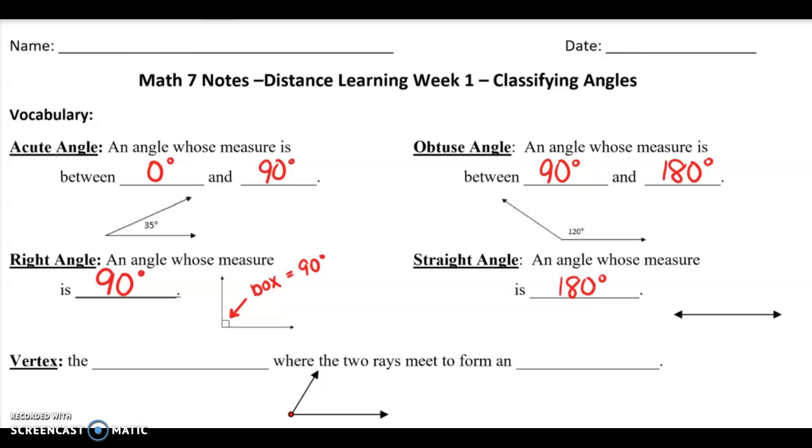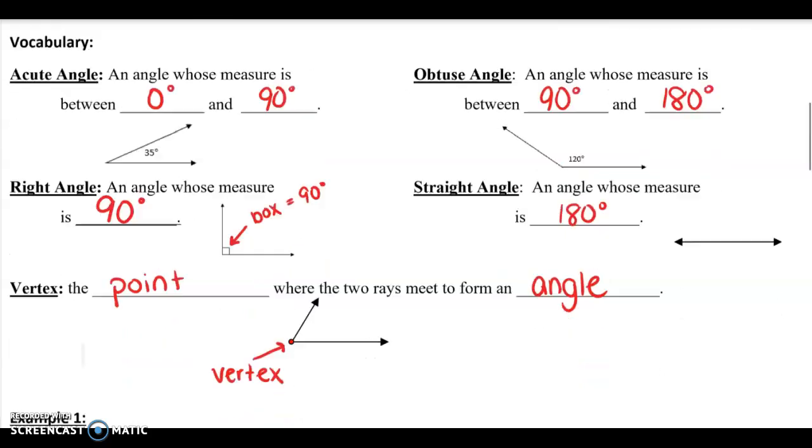A vertex is the point where the two rays meet to form an angle. So that vertex point right there, you can see it in red, that is our vertex. That's important because that's most likely going to have a letter attached to it, like an A, a B, a C, whatever it may be, and that's going to allow us to name our angles later on.